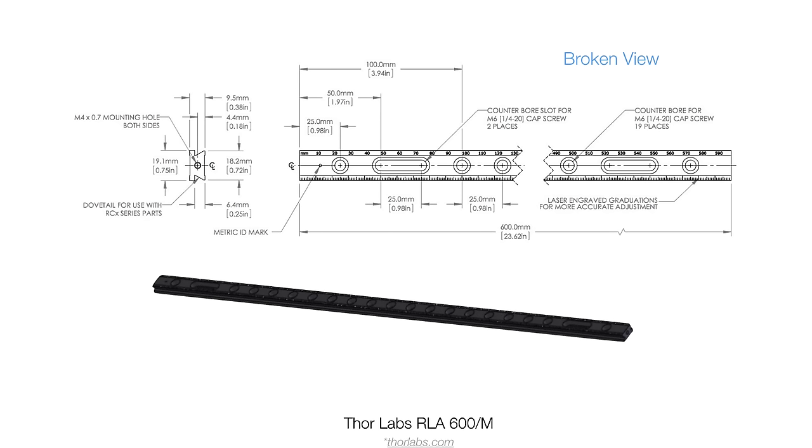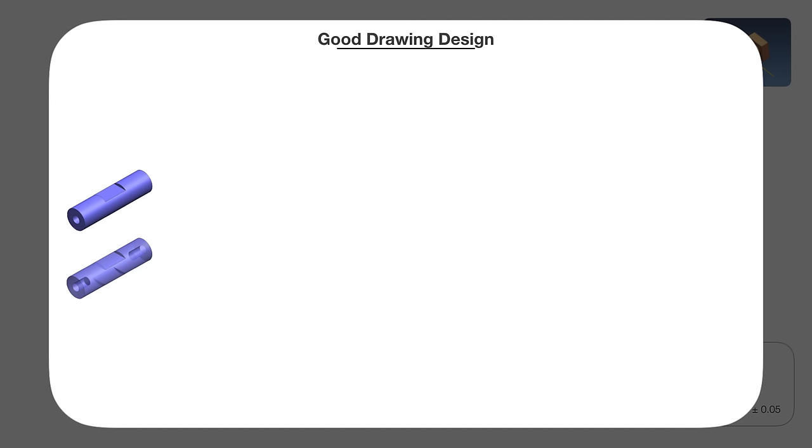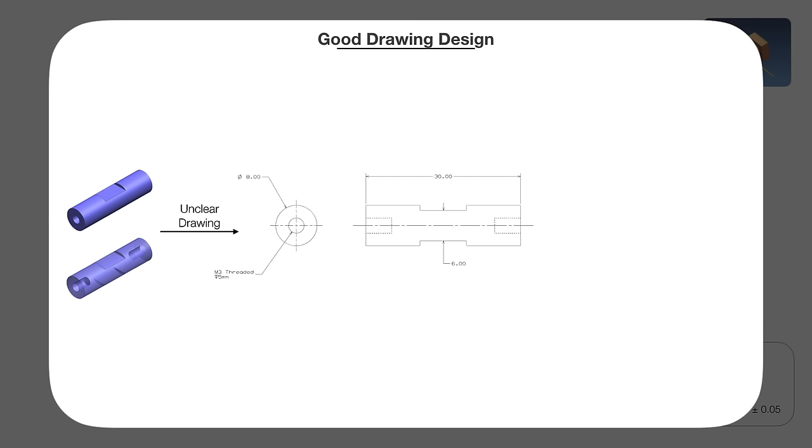I want to share some story from my experience. One time I needed a post for a load cell experiment, and I wanted this post to have flats on it so I could turn the post with a wrench. So I made a drawing like this and sent it out to the machine shop.